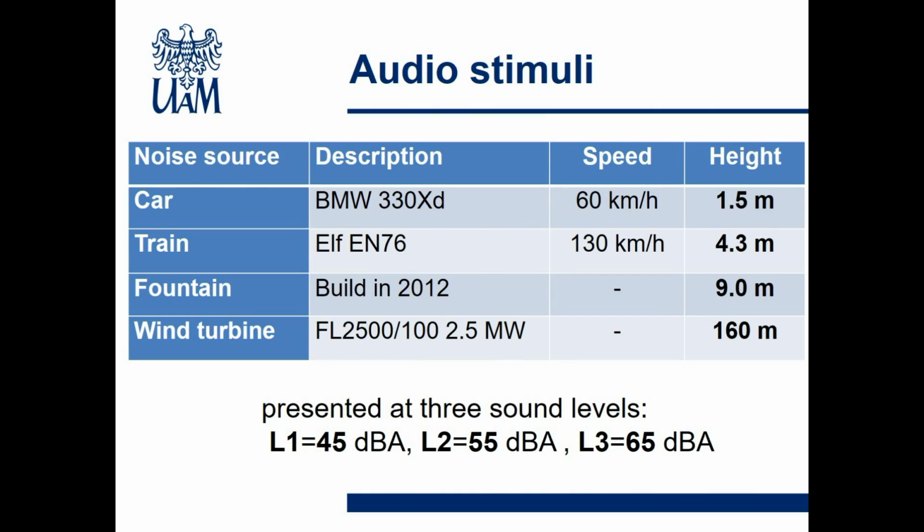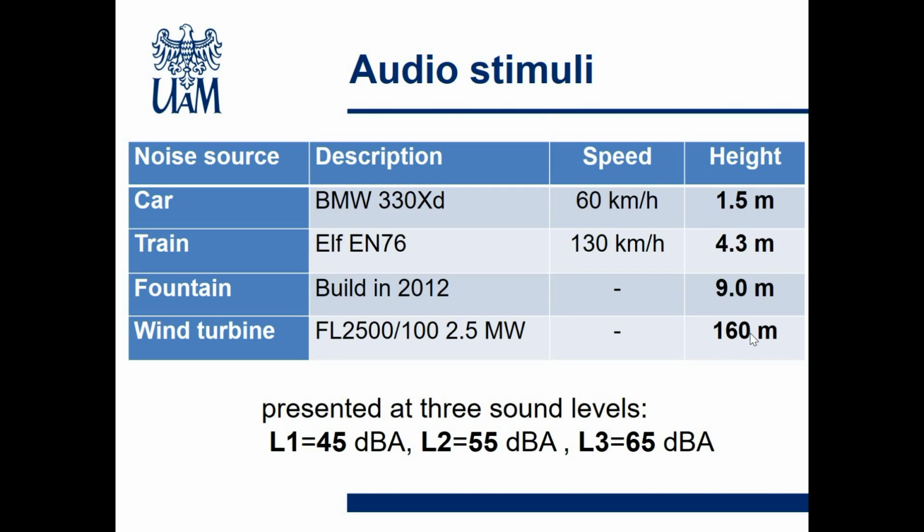2 of our noise sources were moving with different speed. You can see car and train. And 2 others were stationary, although the wind turbine blades were moving, but it was a different type of movement. Please notice that there were different heights of these noise sources, from 1.5 meters up to 160 meters.